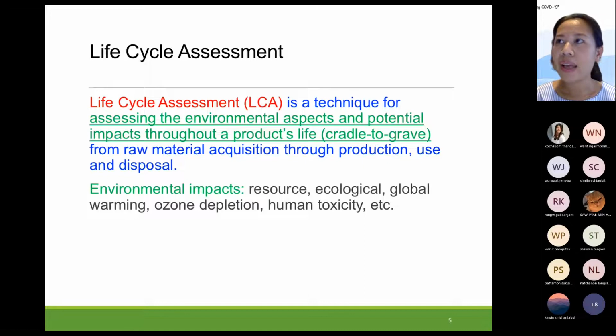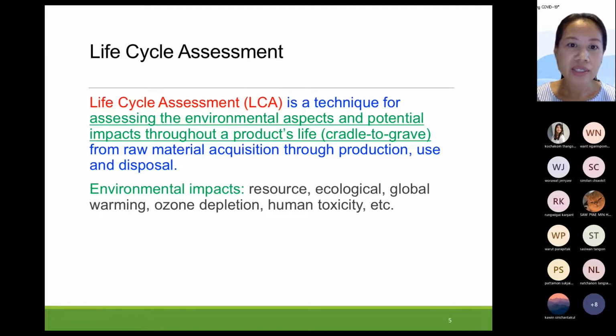From natural resources, transfer to the manufacturing process, right? And during use and after use, it becomes waste. This final disposal process we call cradle to grave. The environmental impact means the impact on the environment in terms of natural resources, ecological impact, global warming impact, ozone depletion, or air emission, and it can also impact human health or human toxicity. This is included in the environmental impact that is the result from the LCA.